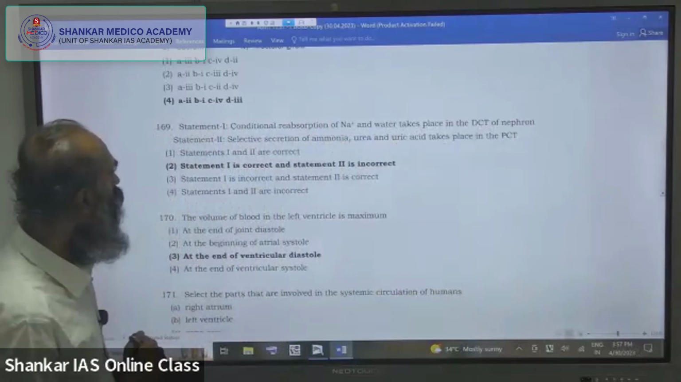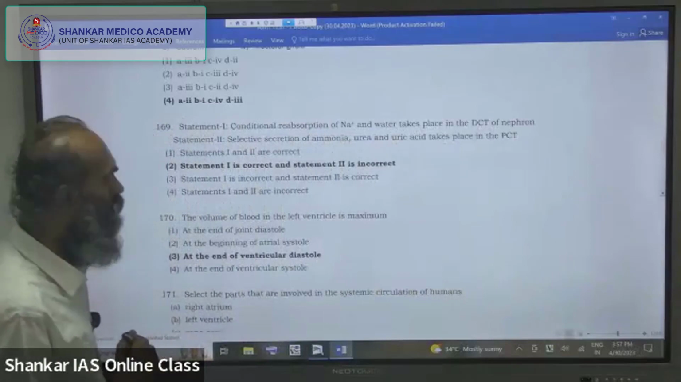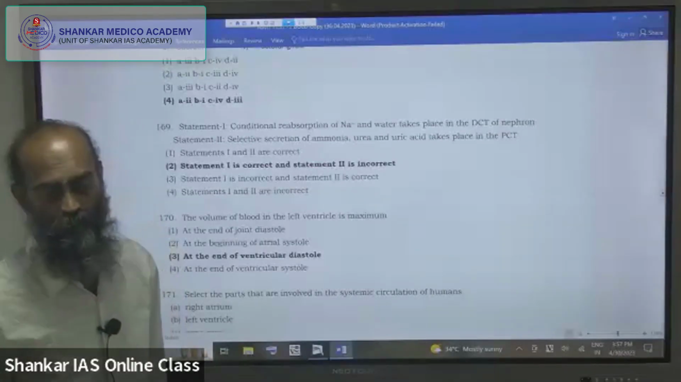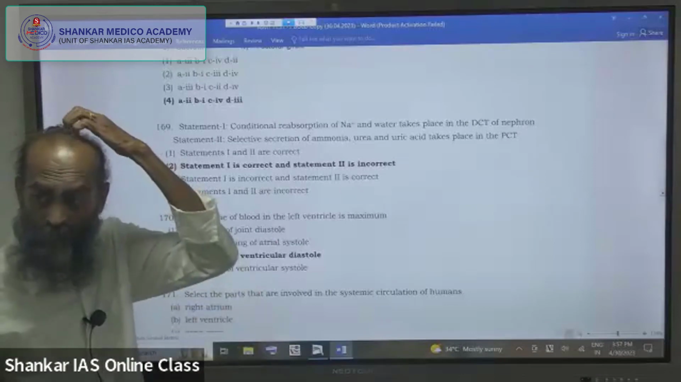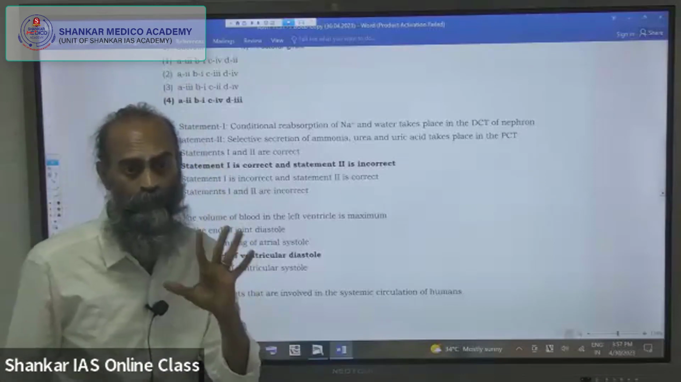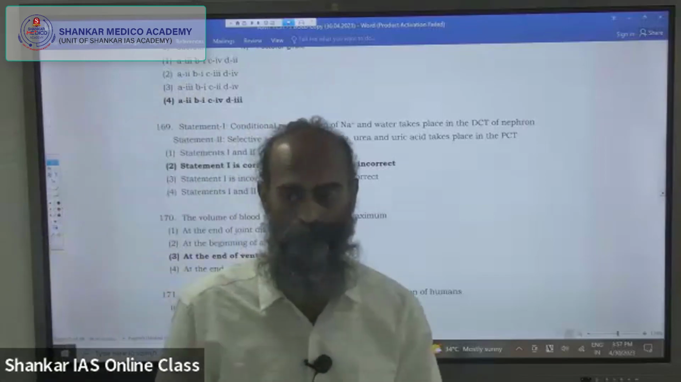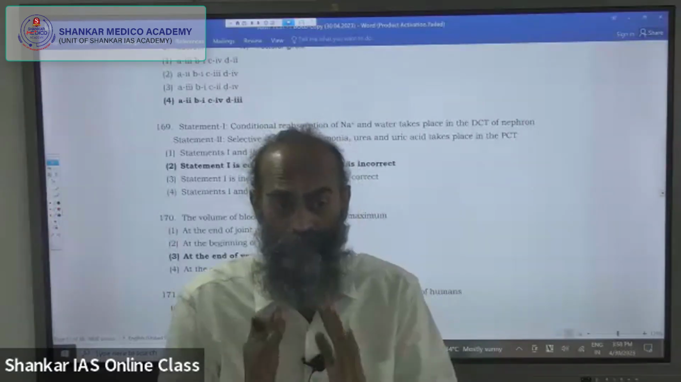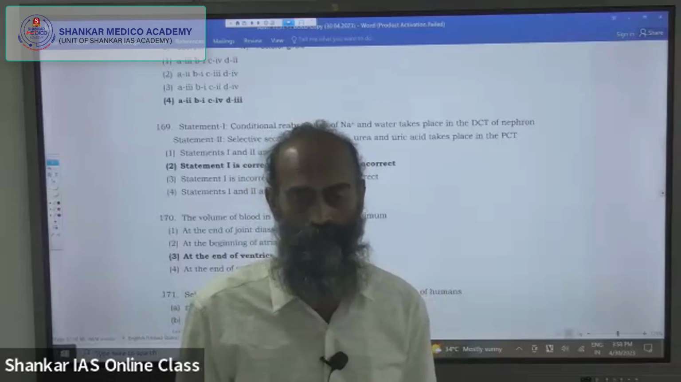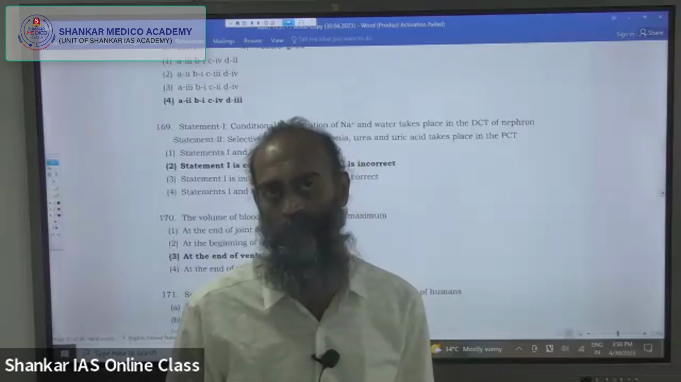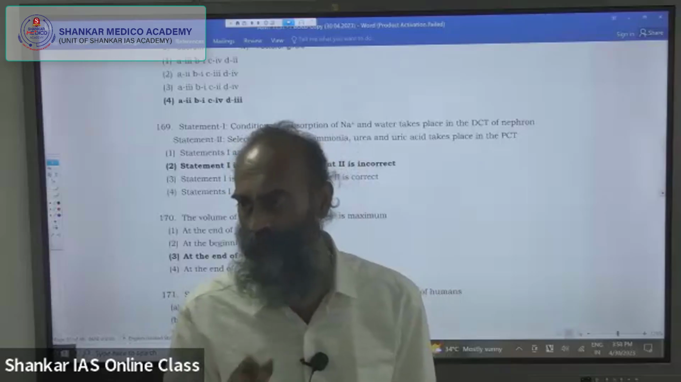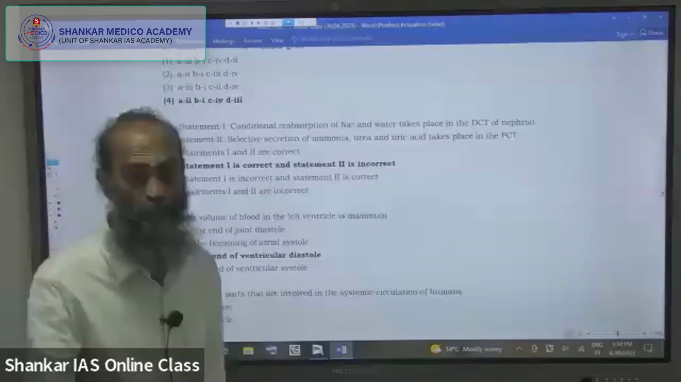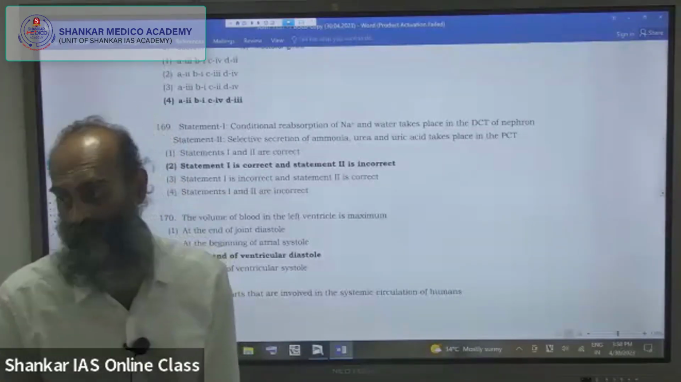Selective secretion of ammonia, urea, and uric acid takes place in the PCT. Is it true or false? False. If false, where does it take place? Selective means which part of the renal tubule has a selective mechanism? DCT. Most of the selective secretion takes place there. Selective is active or passive? Secretion is always active. Reabsorption can be active and passive.